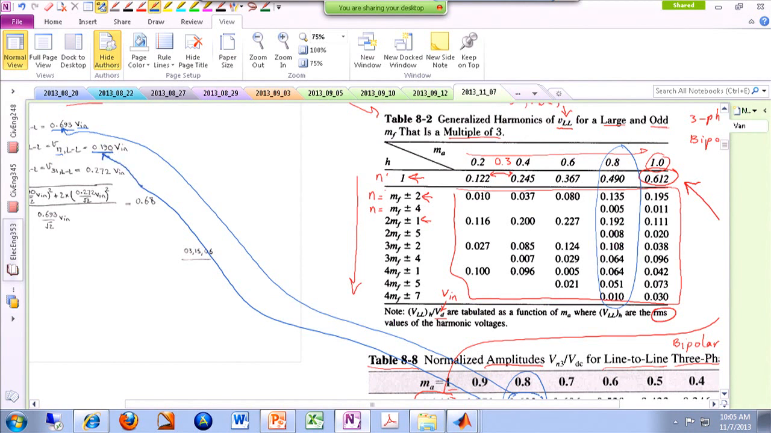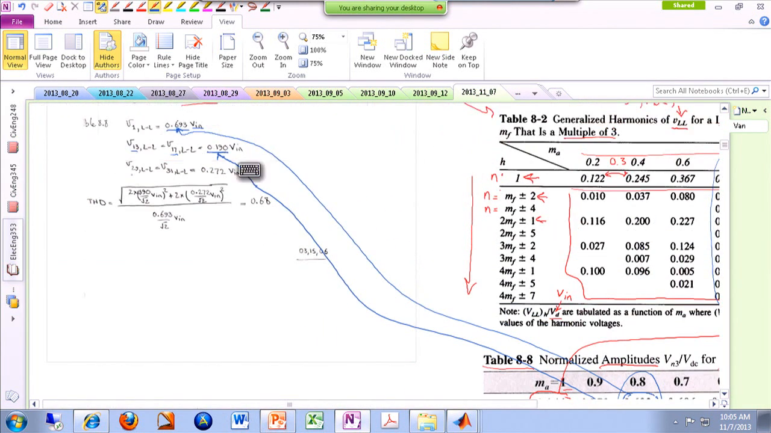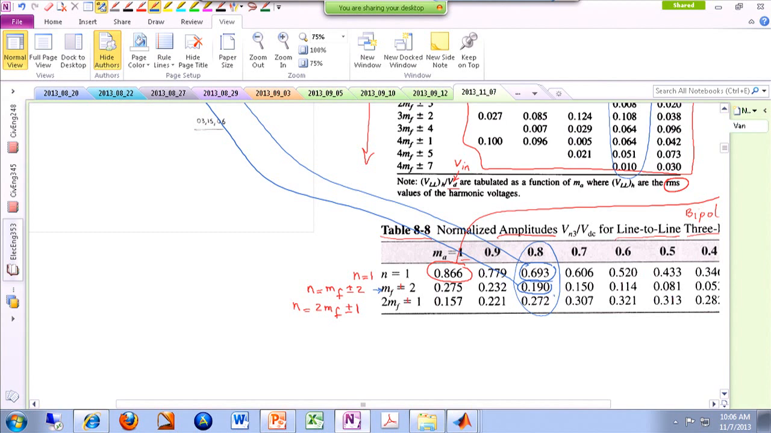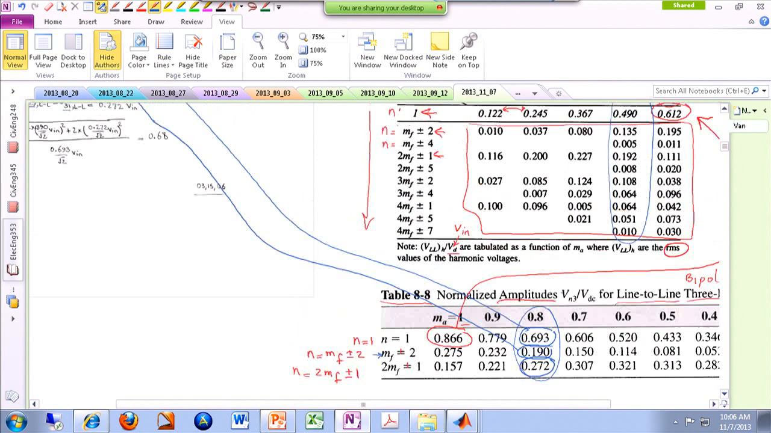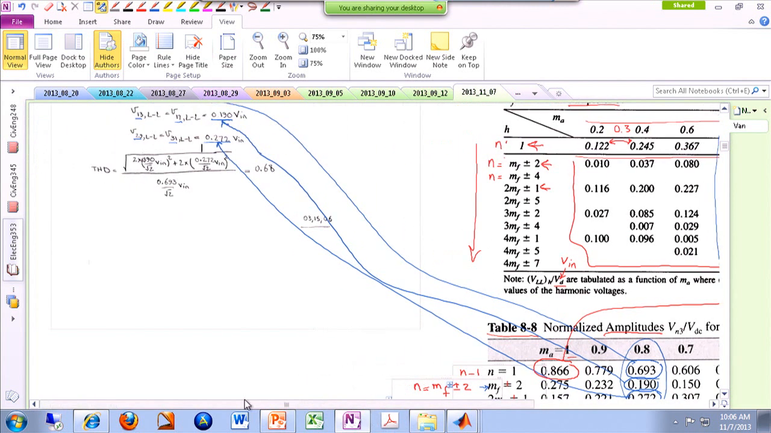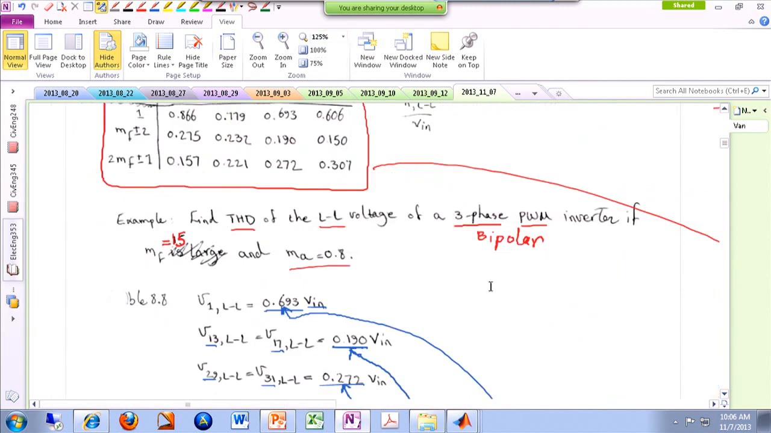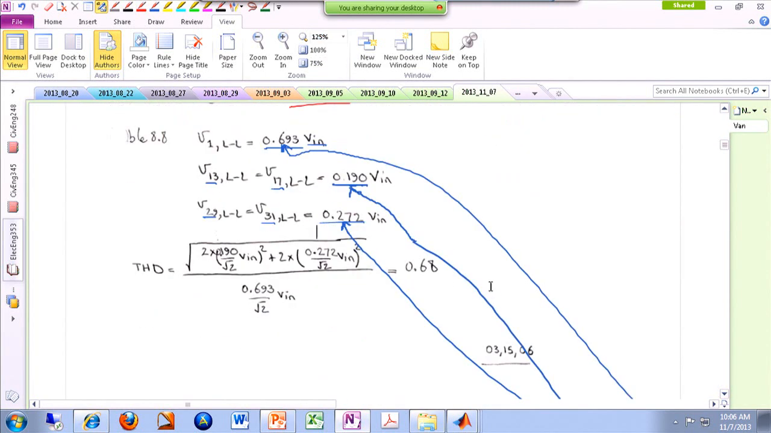Okay. Then let's say we are just using this table 8.8, and then I have harmonics at 2mf plus or minus 1, which gives me 29th and 31st harmonics. 29th and 31st, and the number is 0.272. So that's where this number comes from. All right. So assuming that you are using table 8.8, you don't have to worry about other harmonics because nothing is really provided beyond that.